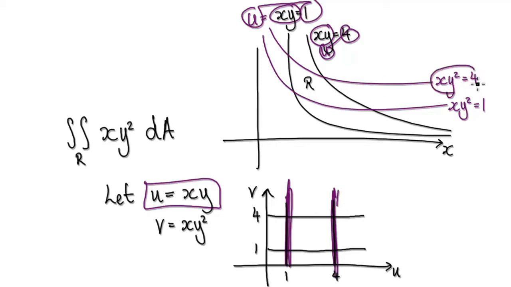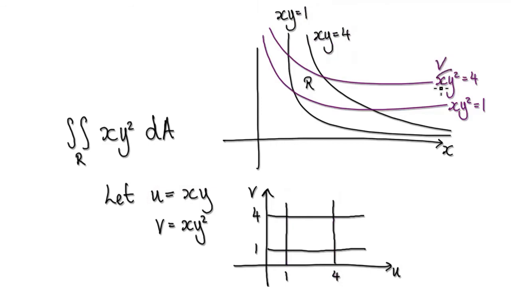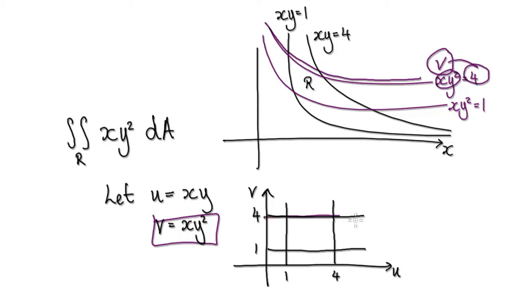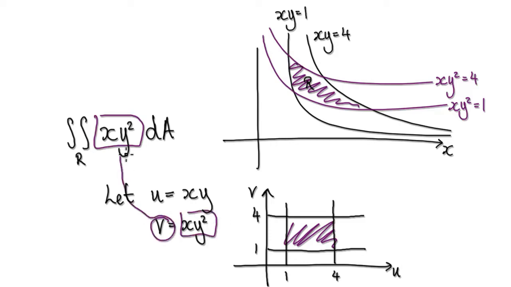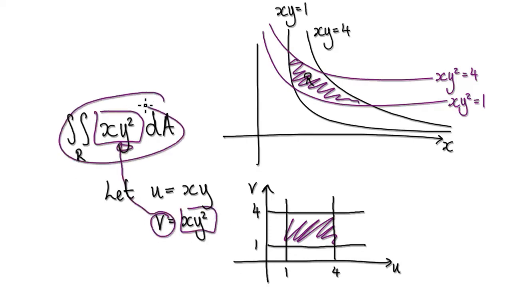And then looking at this line, if you make this to be v, then this line here will become v equals 4. So v equals 4 would then become this line. And then this line here would be v equals 1. So it becomes nice and easy. So this region here will become this region here. And then don't forget, this thing here is v. So we can put v into here. So this whole thing here will then become this.